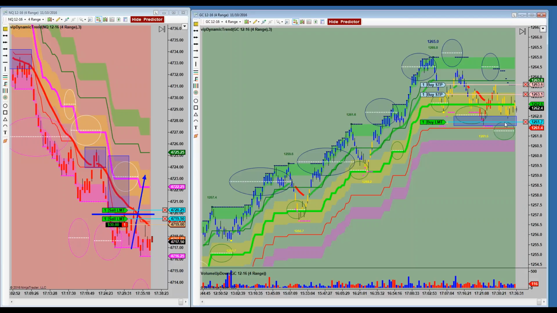Now, let's talk about risk. The risk is that it could come plow right through here, filling you long, and just blow that right out, and then you're chasing it to get out.